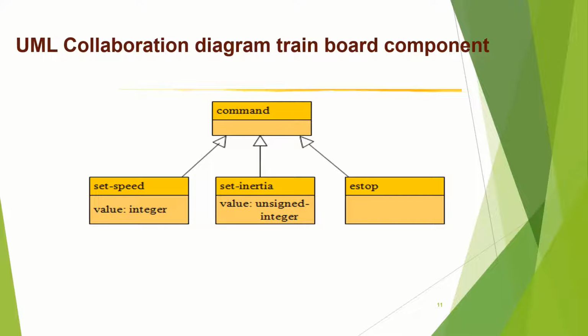Command has three components: speed, inertia, and e-stop. All are represented as an individual class.